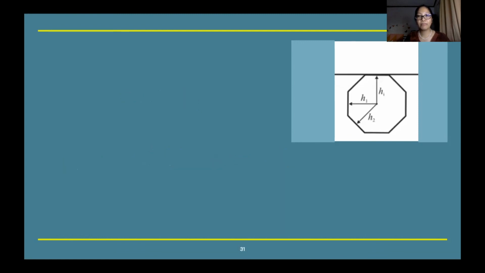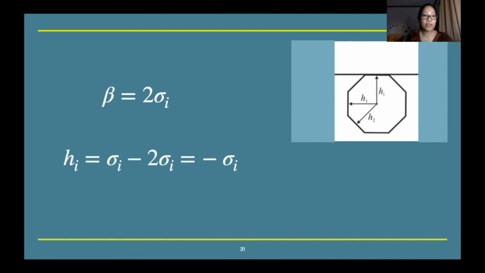Then finally, we notice that the distance h sub I from Wulff's point is still pointing in the negative direction, and it has a larger value than the previous one. This is the case that happens when beta is equal to 2 sigma I. When you plug it in the equation, you obtain negative sigma sub I for h sub I.